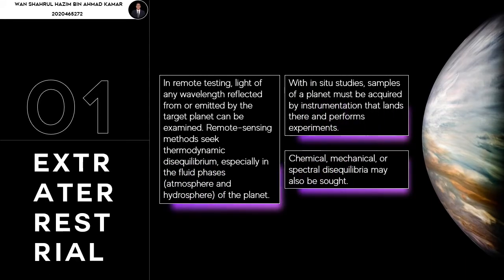In remote sensing, light of any wavelength reflected from or emitted by the target planet can be examined. The remote sensing method seeks thermodynamic disequilibrium, especially in the fluid phases of the planet. Next, in in situ studies, samples of a planet must be acquired by instrumentation that lands there and performs experiments based on chemical, mechanical, or spectral disequilibria. These are some methods that astronomers use to do research about extraterrestrial life.